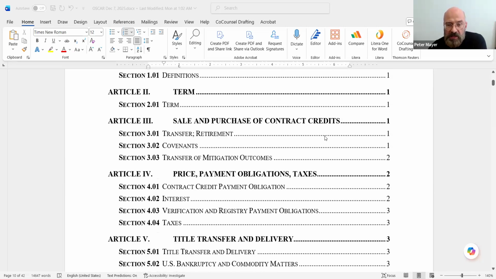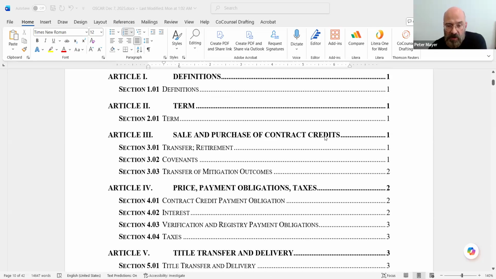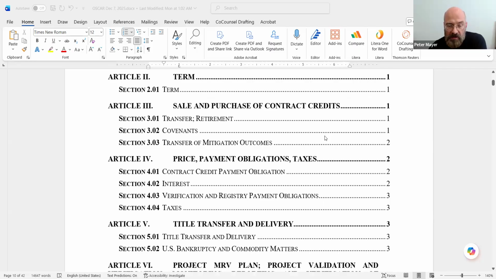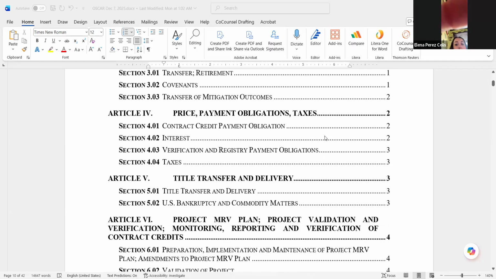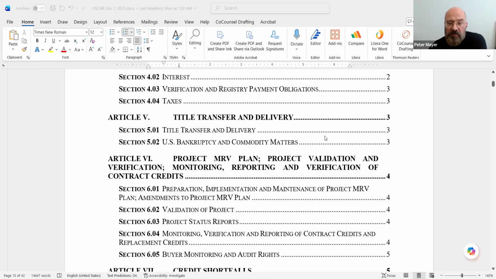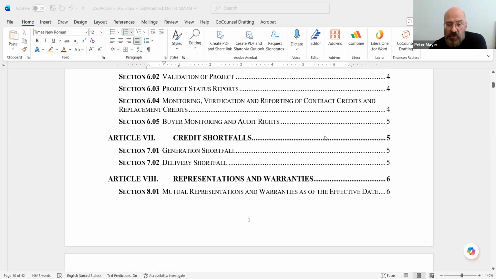The table of contents basically gives you a little oversight. What are the relevant terms here? Transfer of title, pricing and payment is obviously important. MRV is very important for buyers. What happens in a shortfall?